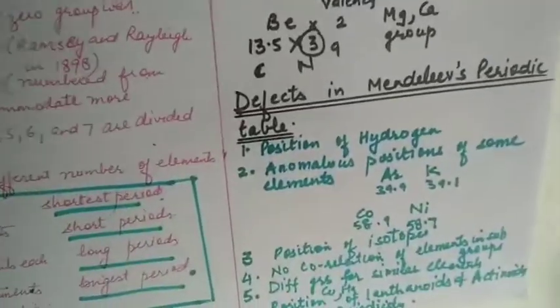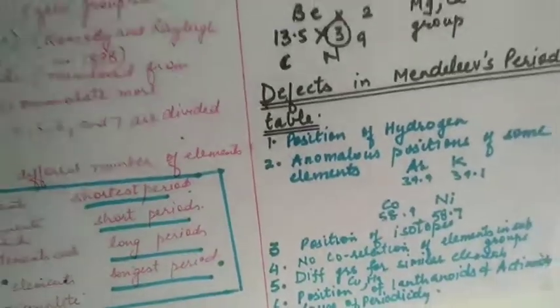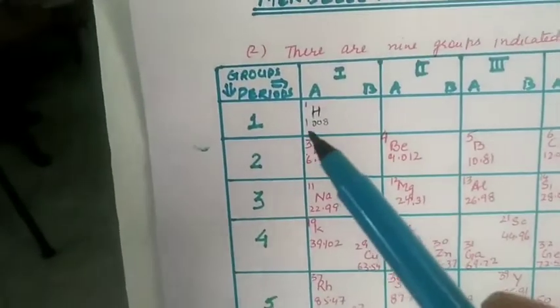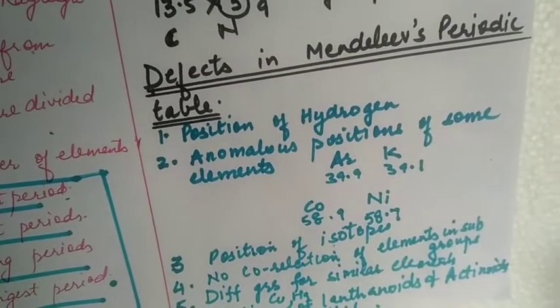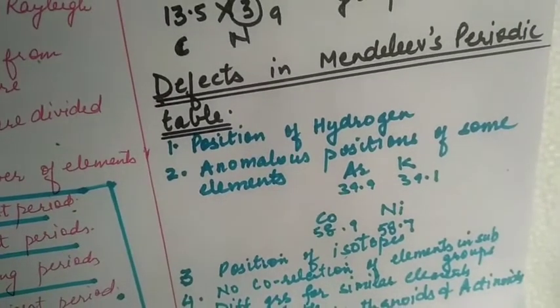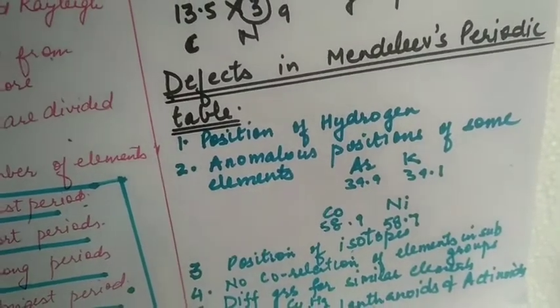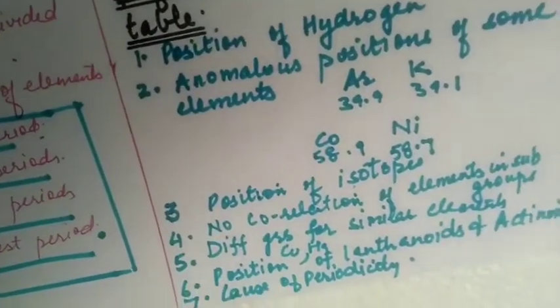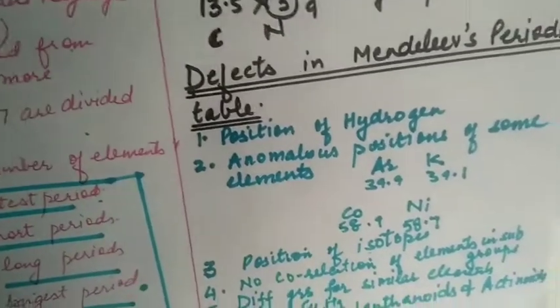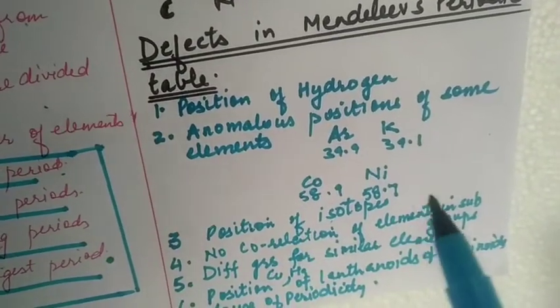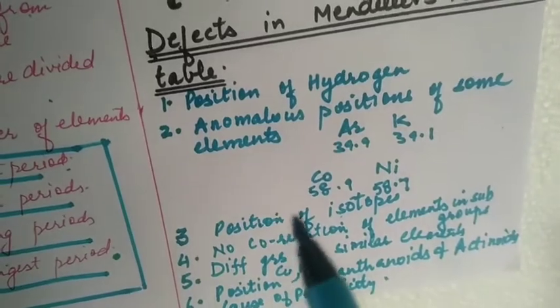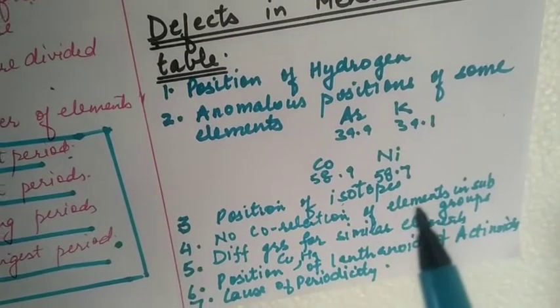Then defects in Mendeleev's periodic table. In Mendeleev's periodic table, hydrogen was assigned a position in the alkali metals. All other elements are metals, whereas hydrogen is a non-metal. And then anomalous position of some elements, like argon with the greater atomic mass is placed before potassium having lesser atomic mass because of resemblance of properties to the respective groups. Similarly, cobalt is placed before nickel even though it has a greater atomic mass. This was a defect.